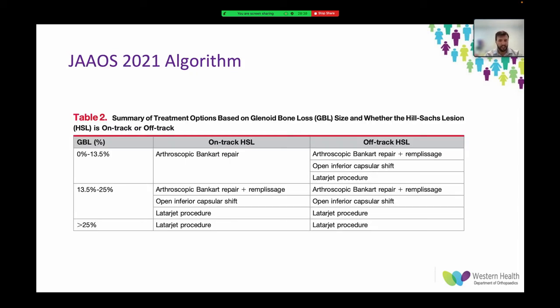The JAAOS review brings in the concept of lesser glenoid bone loss actually being more important than we used to think, and this is their algorithm for that, with this range of 13.5%, where you can start talking about whether you're doing remplissages or an inferior capsular shift.